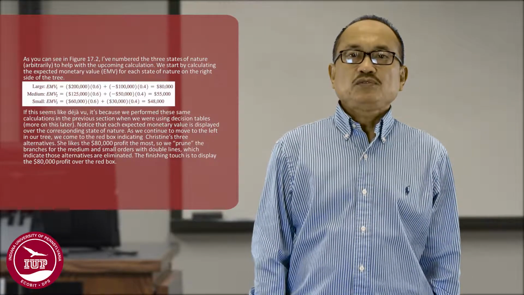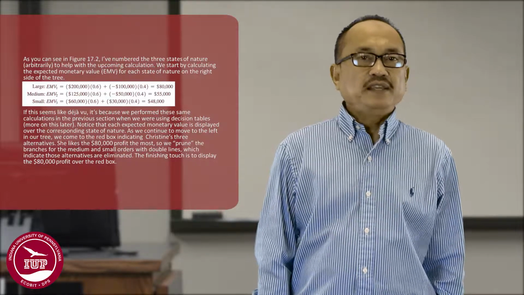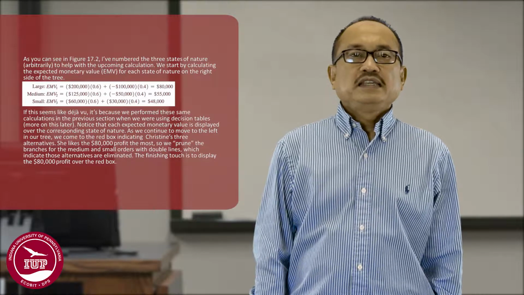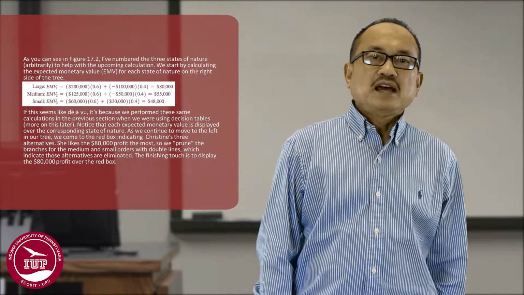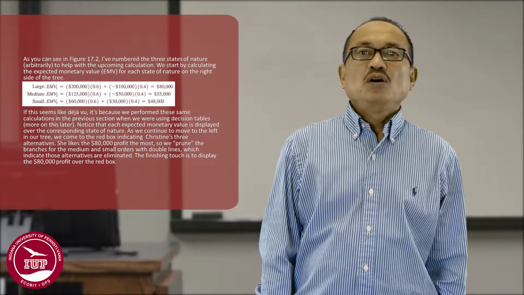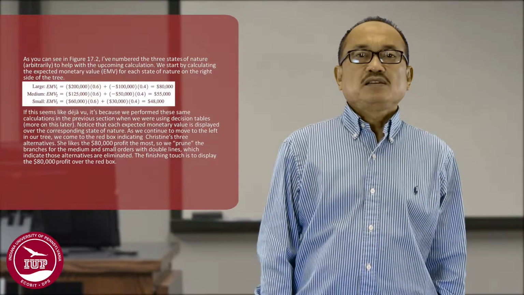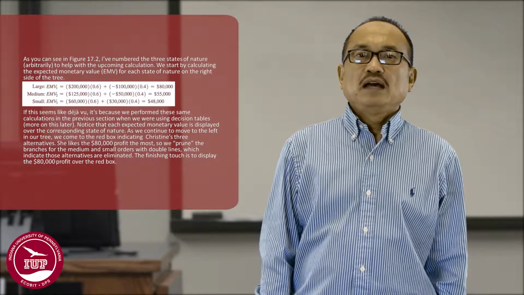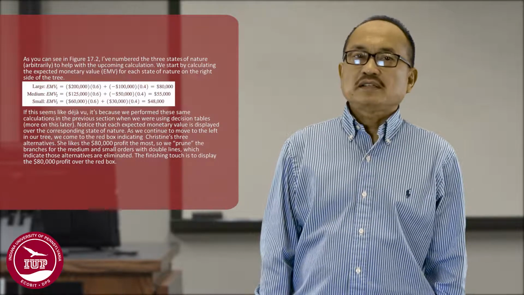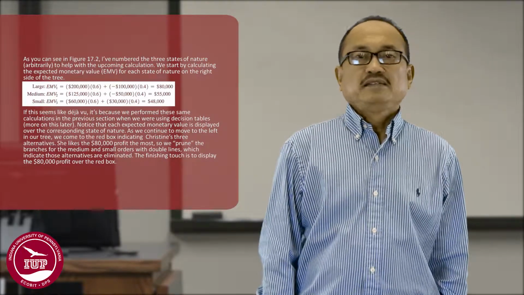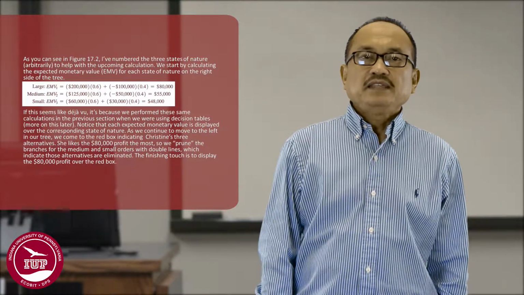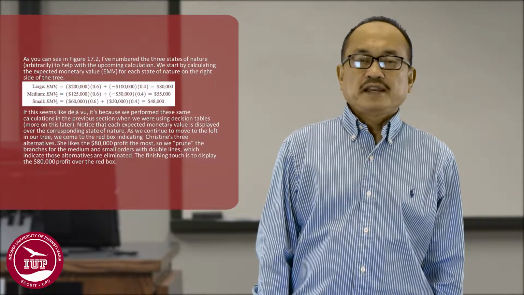As we continue to move to the left of our tree, we come to the red box indicating Christine's alternatives. She likes the $80,000 profit the most, so we prune the branches for the medium and small orders with a double line, which indicates those alternatives are eliminated. The finishing touch is to display the $80,000 profit over the red box.